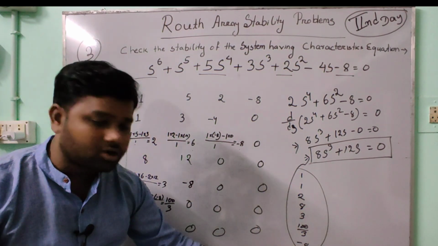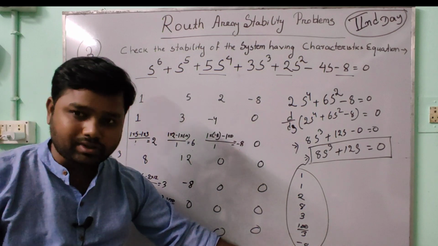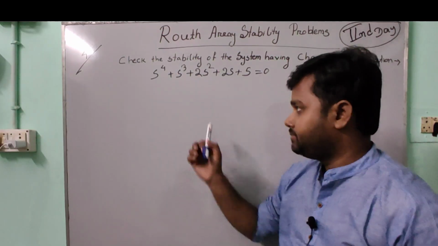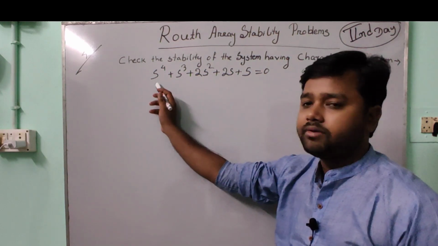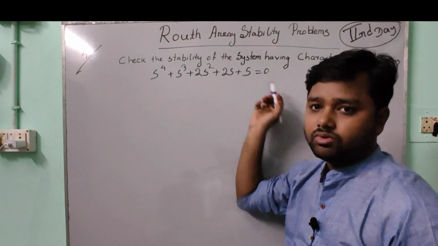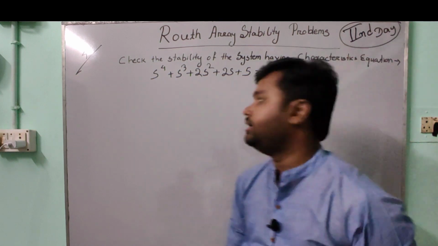Since here all the terms are positive excluding the last one, the system is negative here. The next problem: the equation is s^4 + s^3 + 2s^2 + 2s + 5 = 0. We have to put it in the table.